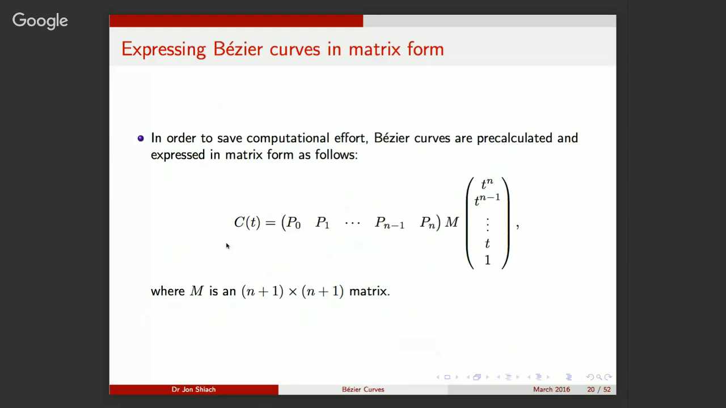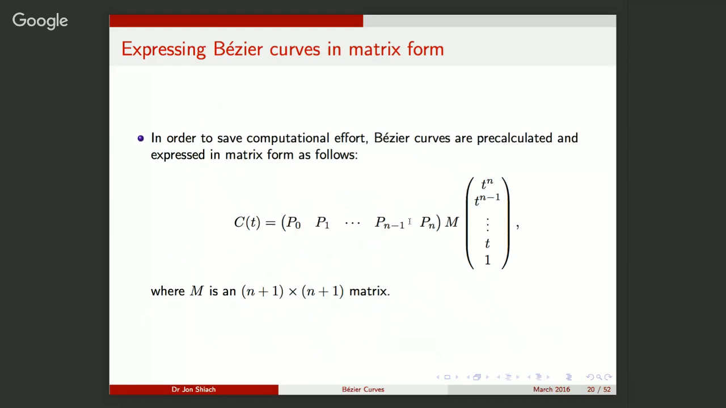How do we actually calculate them? Well, in practice, we use matrices. Bezier curves are pre-calculated, so we don't derive them every time we want to use a cubic. We pre-calculate matrices for a cubic or for a quadratic, and then use them to calculate our points. So here we have a matrix equation. C(t) is my curve. P0 to Pn are my control points.